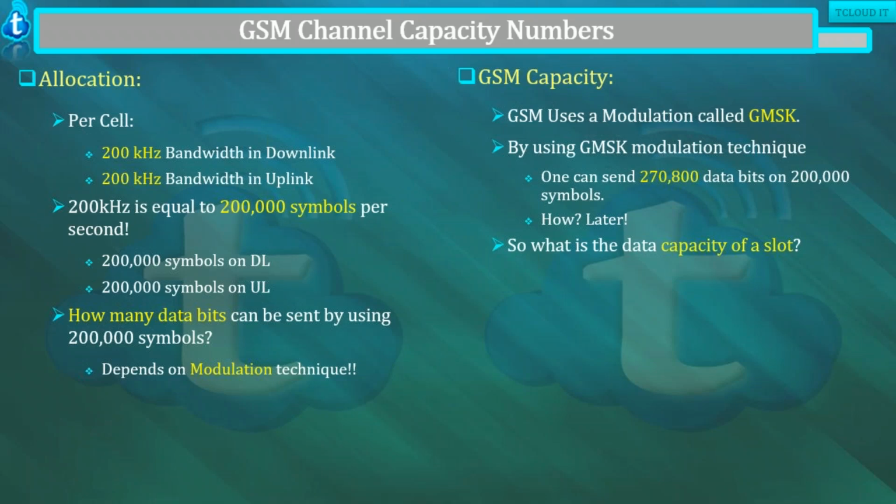Now, what is the data capacity of a slot? For example, if a mobile user got a slot allocated for him, in that slot, how much data can the mobile send out, or how much data can the mobile receive in the downlink direction, how much data can the mobile send out in the uplink direction. Mobile will always send the data out in the uplink, and mobile will always receive the data in the downlink direction from the network. Whatever the mobile sends to the network is called uplink. Whatever the mobile is receiving from the network is called downlink.